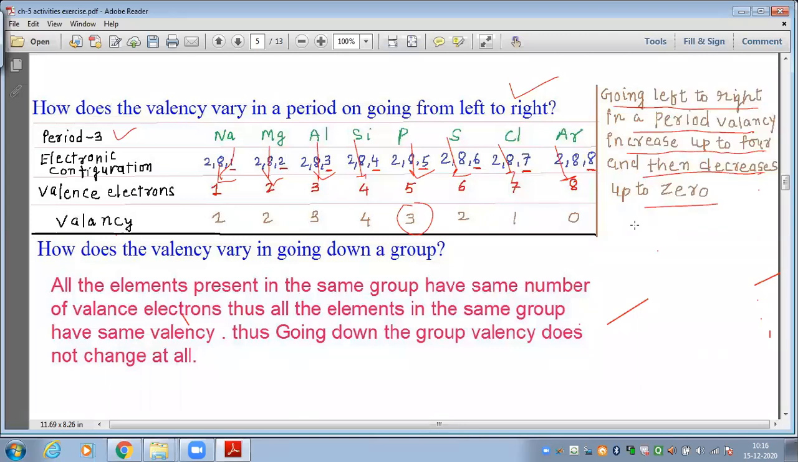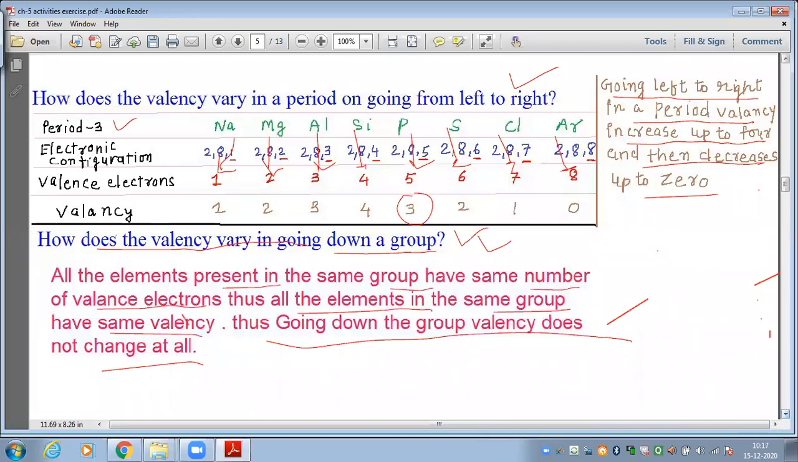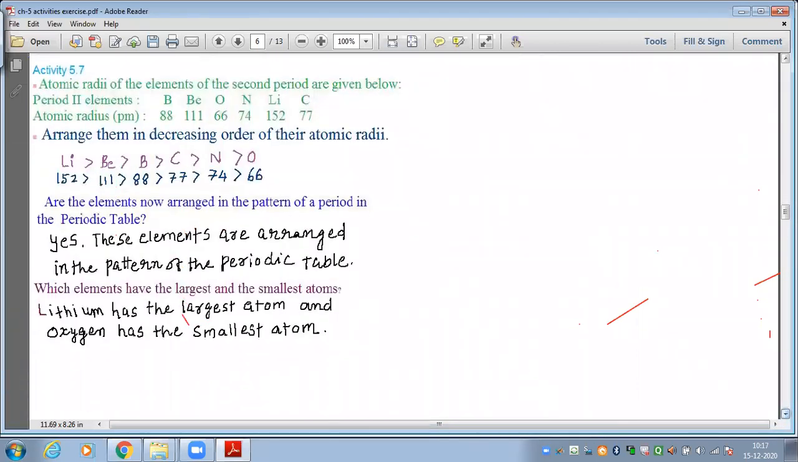Now, my dear students, we want to understand the next question. How does the valency vary in going down the group? When we go down the group, how does the valency vary? So all the elements present in the same group have the same number of valence electrons. Thus, all the elements in the same group have the same valency. This is the typical situation of the valence electrons: all the elements present in the same group have the same number of electrons, and as they have the same number of electrons, they have the same valency. Thus, going down the group, the valency does not change at all. So please remember that going down the group, the valency does not change.